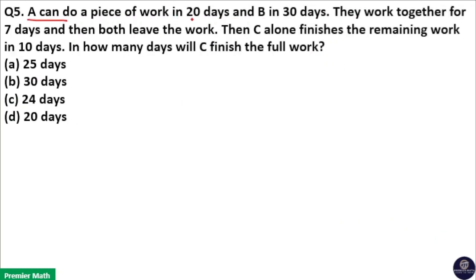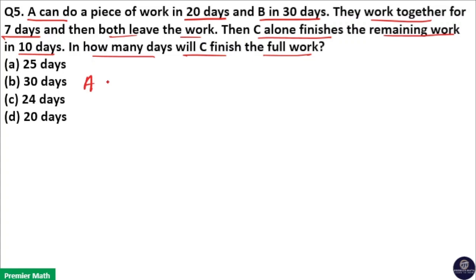A can do a piece of work in 20 days, B in 30 days. They work together for 7 days and then both leave the work. Then C alone finishes the remaining work in 10 days. In how many days will C finish the full work?